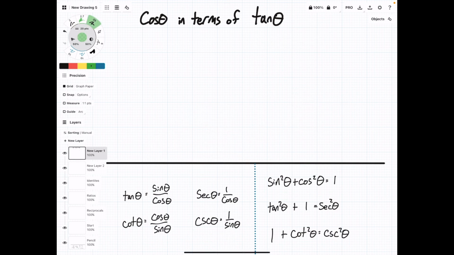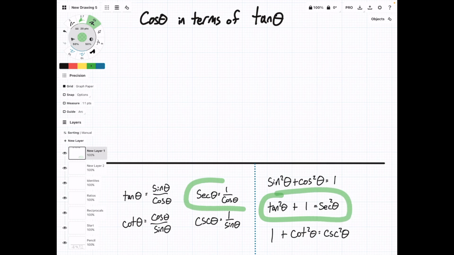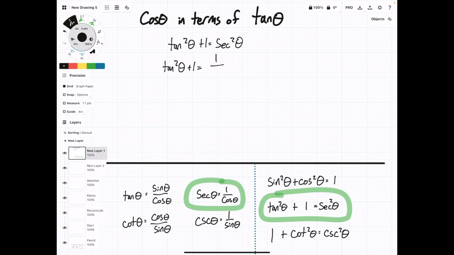To write cosine theta in terms of tangent theta, we're going to use this identity here and the ratio for secant theta, which is 1 over cosine theta. Really what we're going to do is just plug this ratio into this identity. So let's see how that looks. We'll have tangent squared theta plus 1 equals secant squared theta. And then we're going to replace the secant squared theta with 1 over cosine squared theta. Now we're going to solve for cosine. So we're going to multiply the cosine squared over and divide by tangent squared theta plus 1.